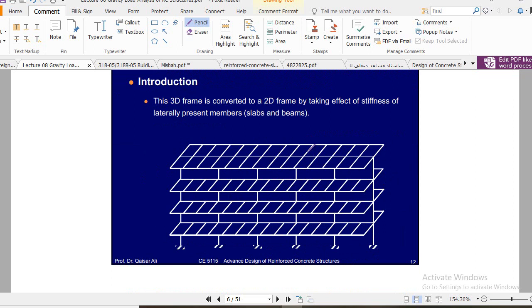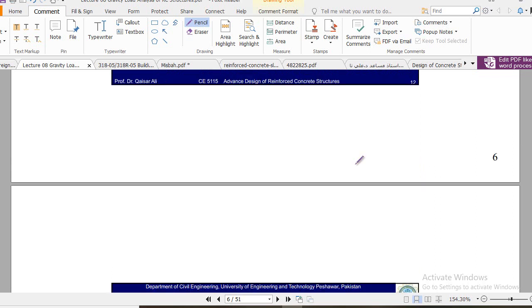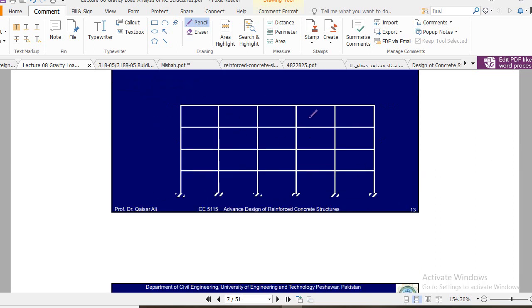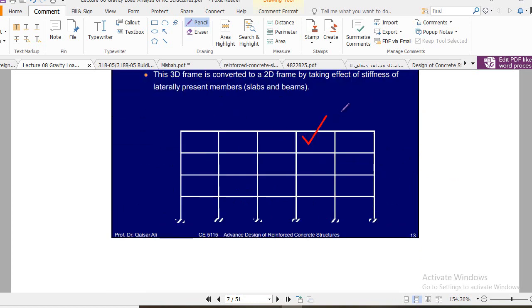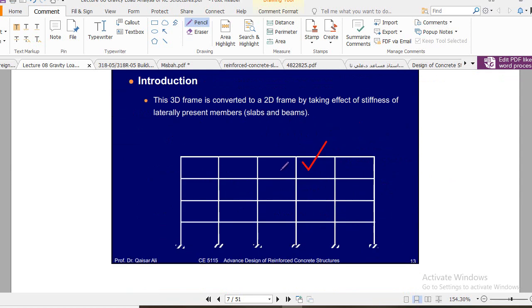This is our slab beam. If there is any beam, then that beam and slab will be modeled as only one member. Clear? Here you see this is the 2D frame, and once we convert that 3D into 2D, basically our equivalent frame method is wound up, remember.